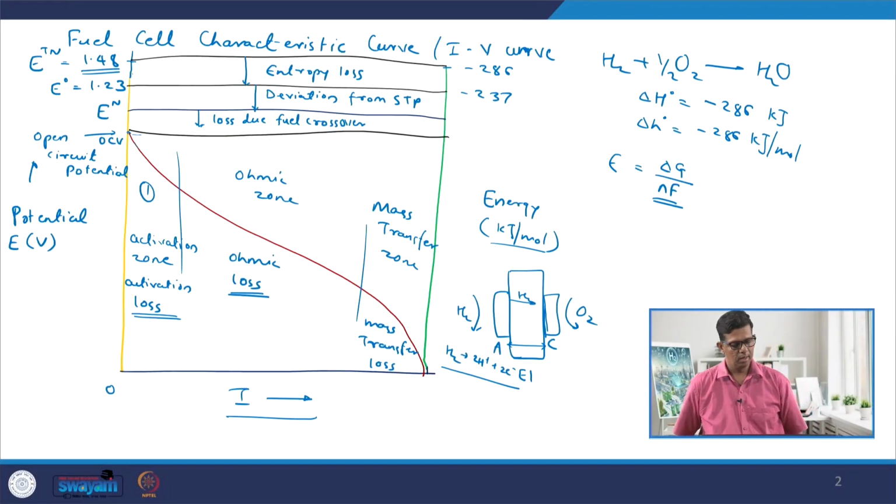So last class we were looking at the characteristic curve of a fuel cell that involves hydrogen and oxygen as reactant species, water as an output species. This characteristic curve, which is also called the current voltage curve, we can also call the performance curve. Let me write it down. We can also call it the performance curve.